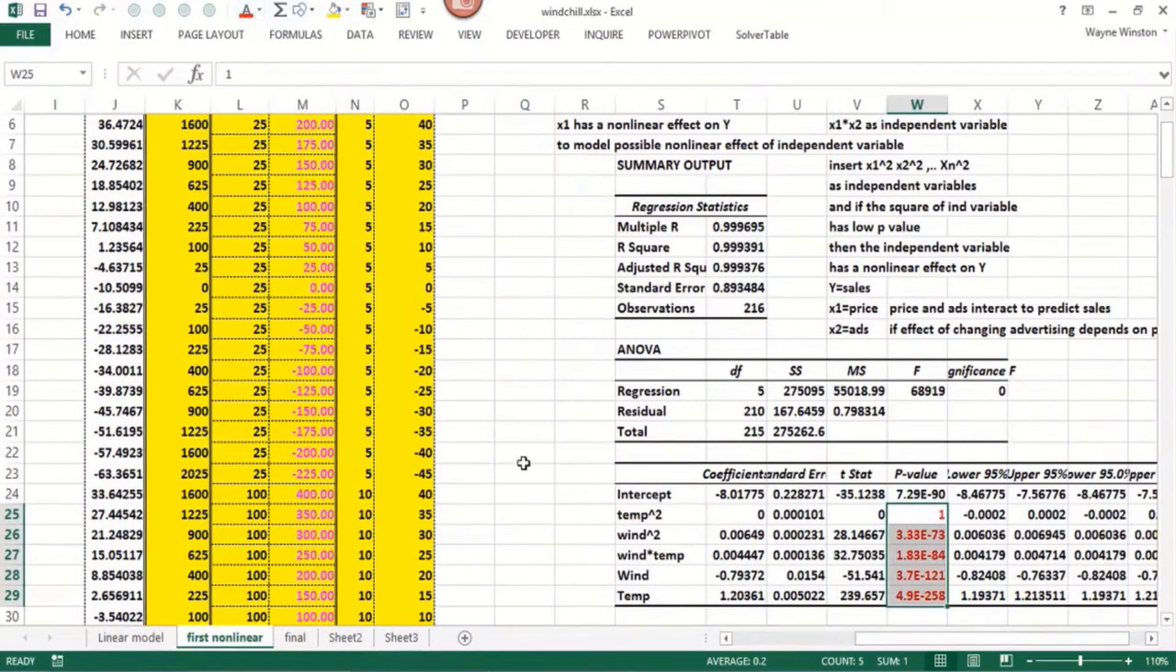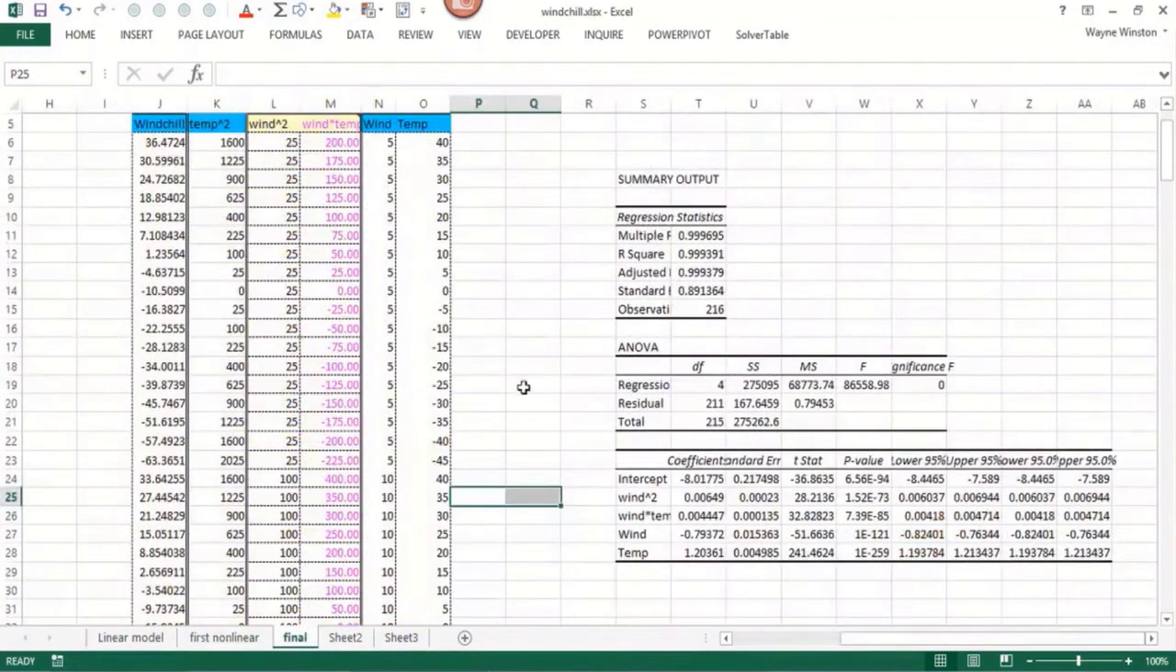So we would delete the temperature squared because it has a high p-value, and we get here the final regression. The standard error drops to 0.89. And remember, that's 1/3 of our original standard error. And here all the p-values are really low, incredibly low. And so if you wanted to have a simple formula for the wind chill index, it would look something like this.